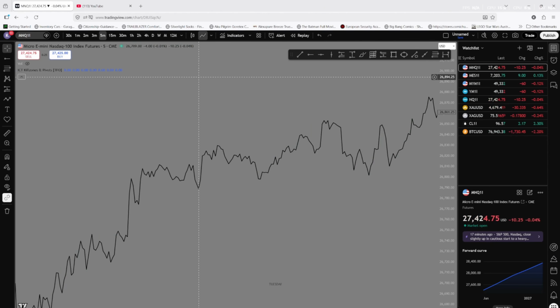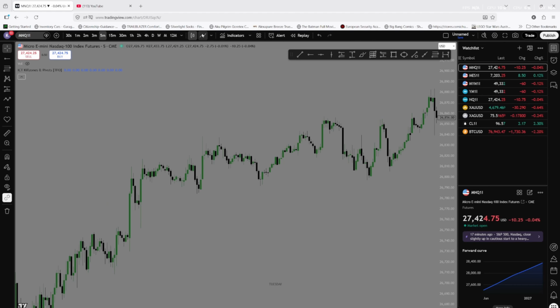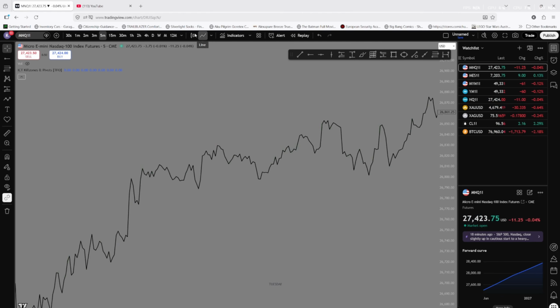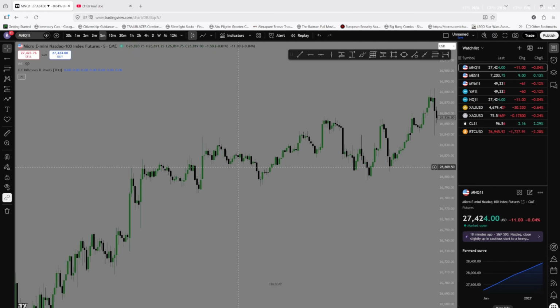What the line chart does is it shows the exact same thing, okay? It's the same chart as you can see. The only thing it will not show you is the wicks, okay? The line chart will only show you where the price opened and closed. Now, that can be useful in a number of instances, okay? We will touch on how to exactly use the line chart in later videos.